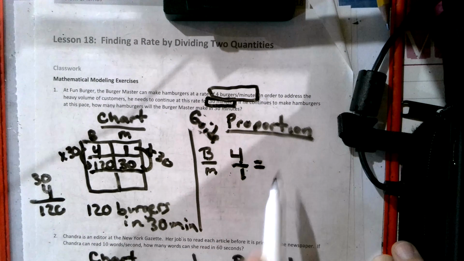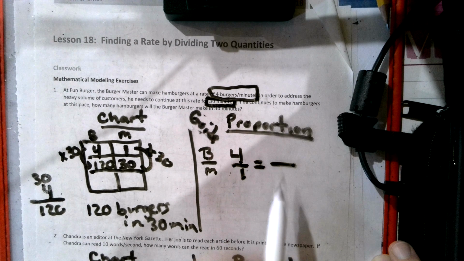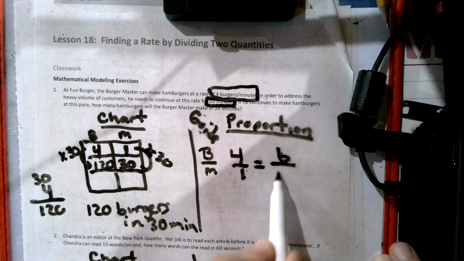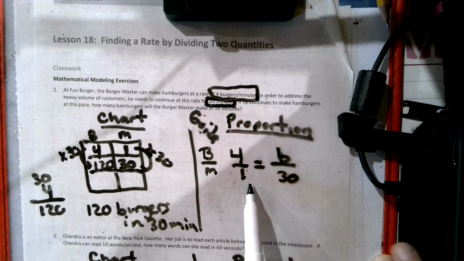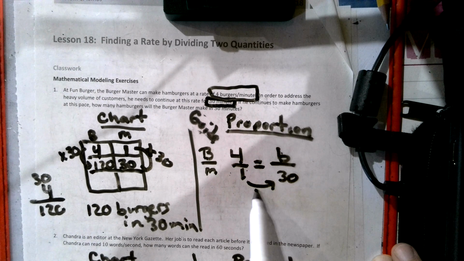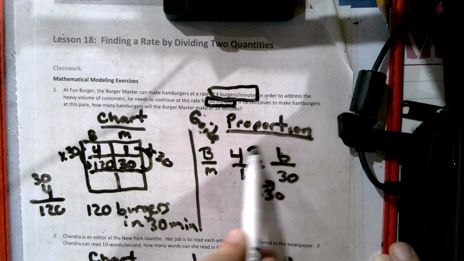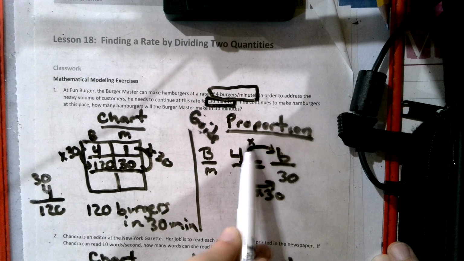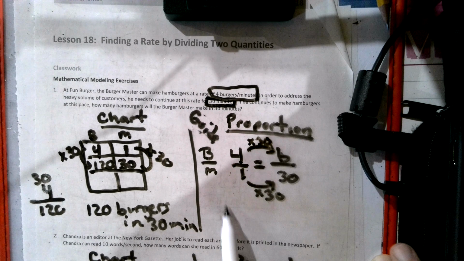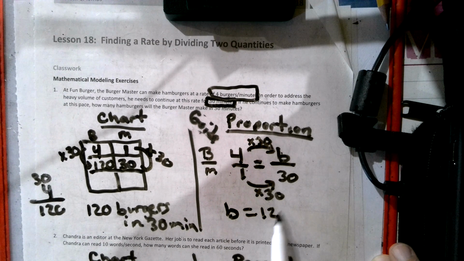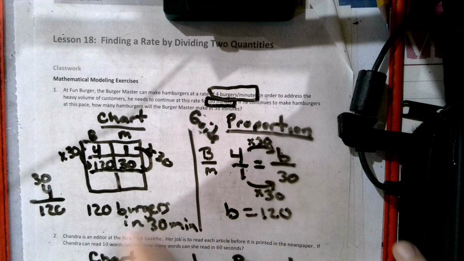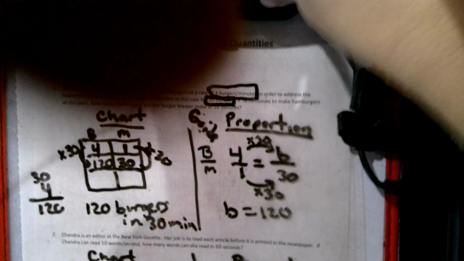4-to-1 equals how many burgers, the burgers, in 30. So we go like this. 1 goes to 30 by 30. Whatever we do to the denominator, we do to the numerator. So we times 30, and we get our same answer. Burgers equal 120. So either method works great. Let's look at another one.